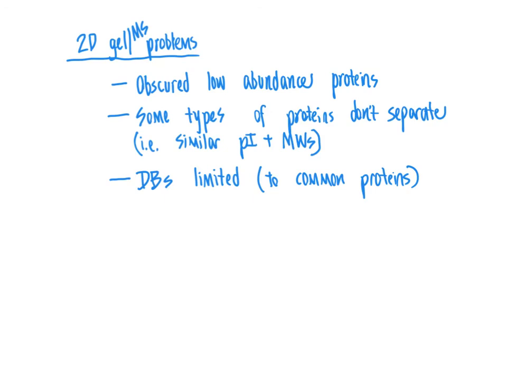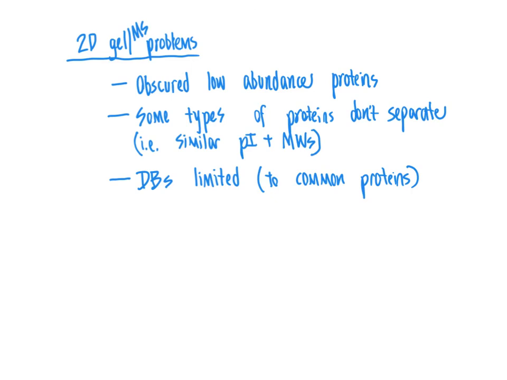And the identification capabilities are not quite yet where they need to be, because the databases of proteins are limited, particularly if you are studying an organism that is not a well-established model organism. You're going to have extreme difficulty finding a database of proteins for that particular uncommon organism.